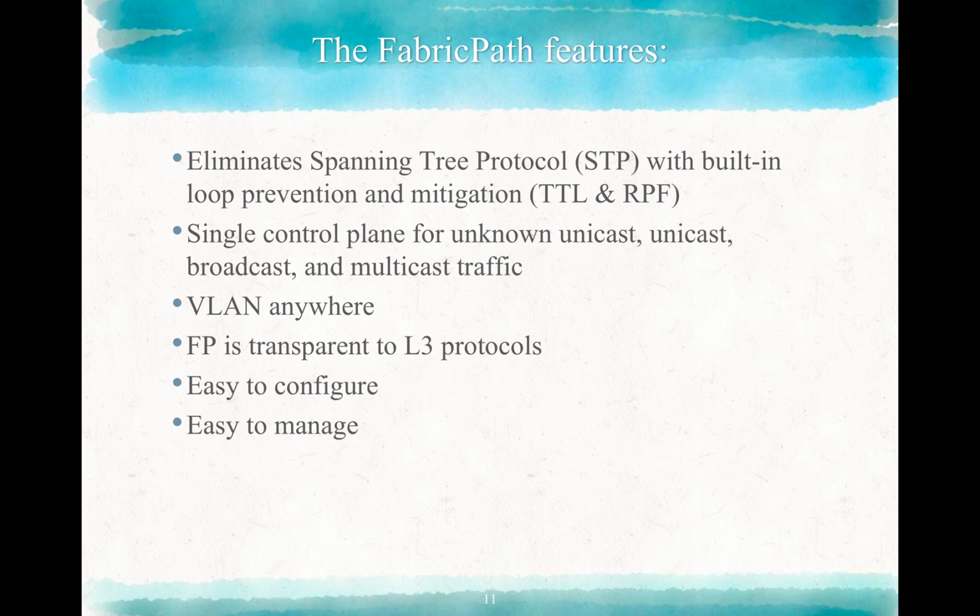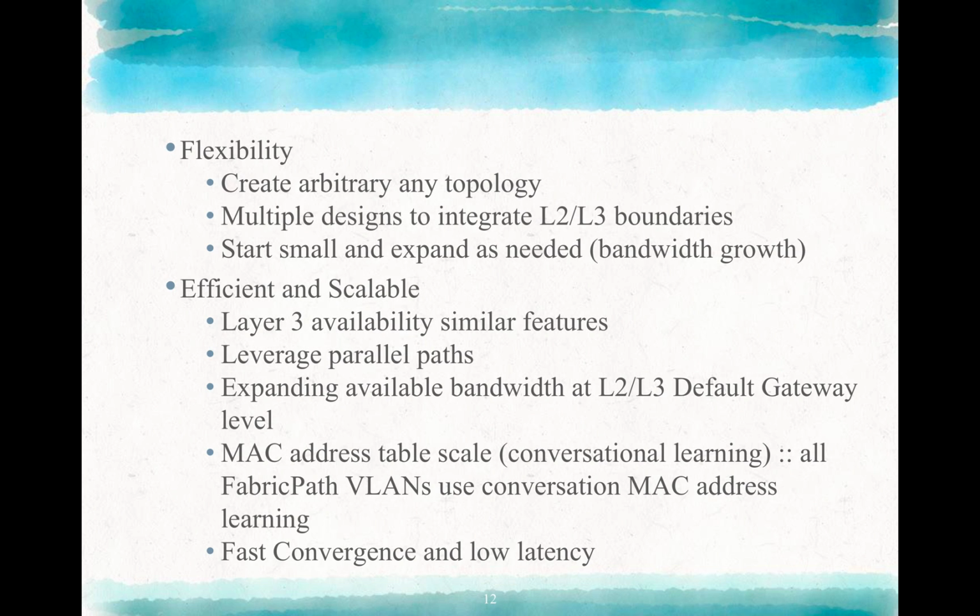VLAN anywhere. FabricPath is a transparent layer 3 protocol. It is easy to configure, easy to manage, flexible. You can create arbitrary topologies, multiple designs to integrate layer 2 and layer 3 boundaries, and start small and expand as needed. It's one of the beauties of Clos topologies, actually. It's very efficient and scalable. So you have fast convergence and low latency.